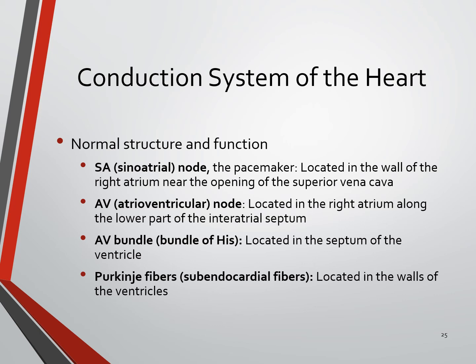The atrioventricular node, or AV node, is located in the right atrium as well, but it's more along the lower part of that septum that separates the two chambers. Next is the AV bundle, often referred to as the bundle of His, which is located in the septum, that muscle that separates the two ventricles. And then lastly are the Purkinje fibers, which spread out and down and along the walls of the ventricles. So all of these structures are associated with that electrical conduction pathway.